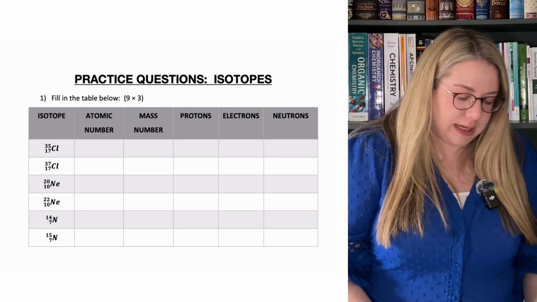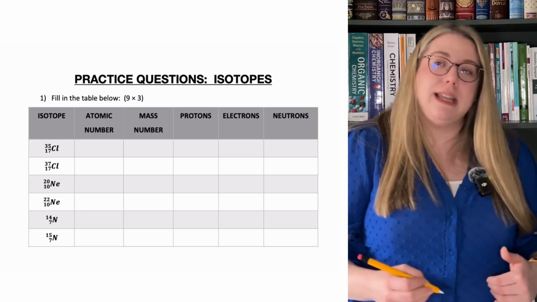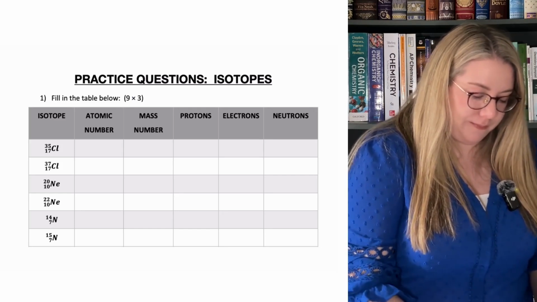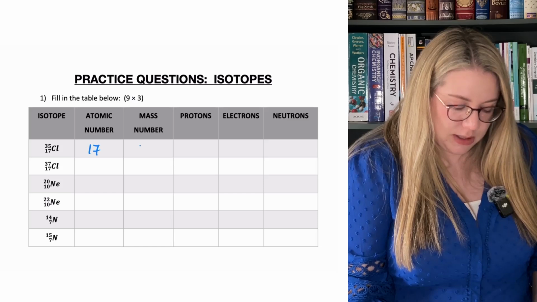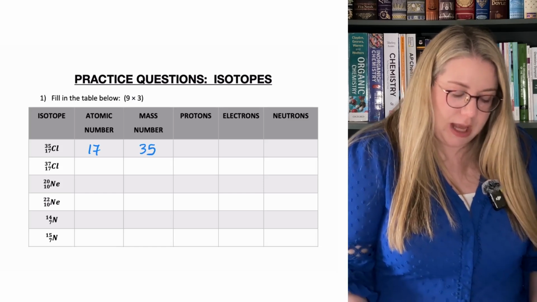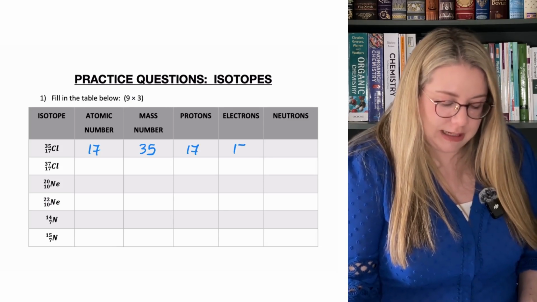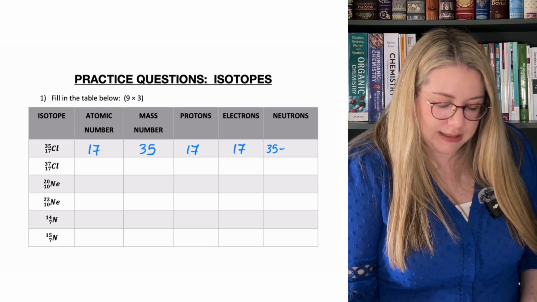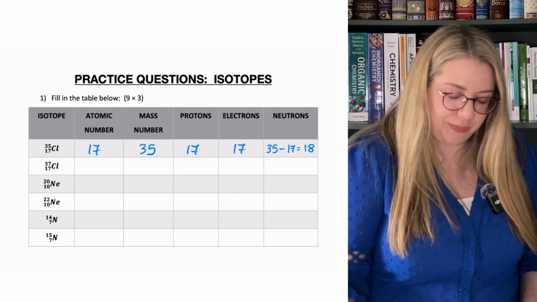So now, if we go down through it, the atomic number for my first isotope is given on the bottom left. So it's chlorine 17, so we fill it in. 17 for the atomic number. Now the mass number is the one on the top, which is 35. Protons comes from the atomic number, so I've got 17 protons and 17 electrons. For my neutrons, it will be the mass number minus the atomic number. 35 minus 17, which is 18.